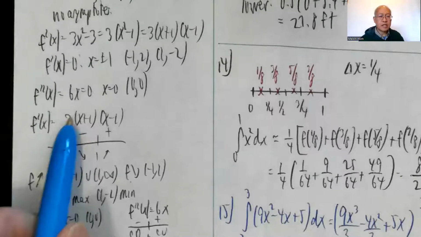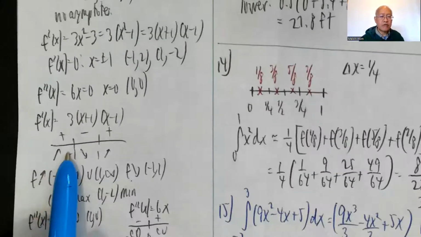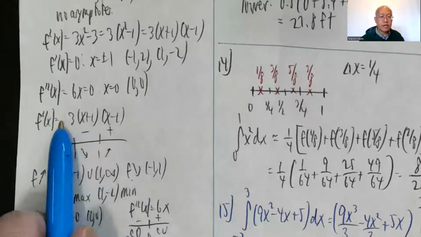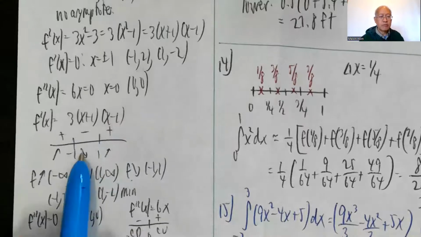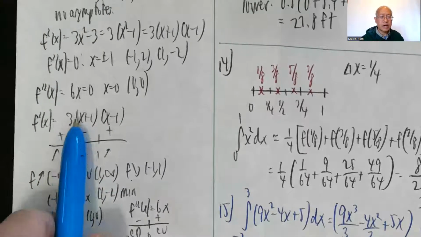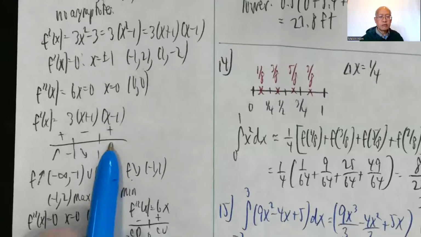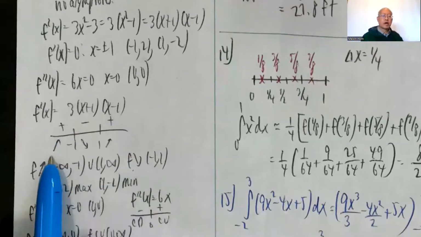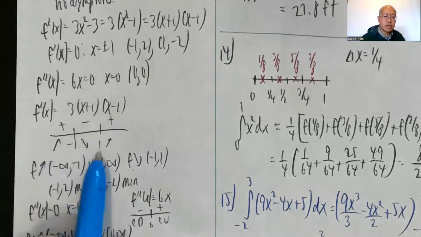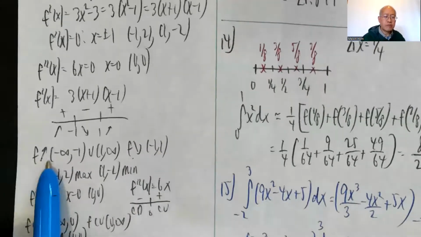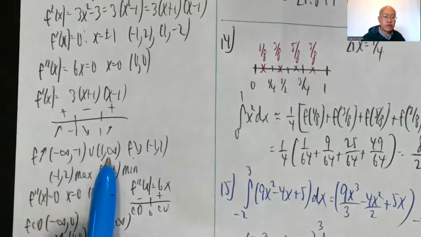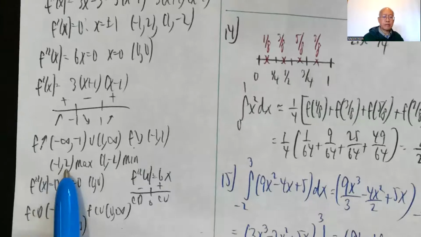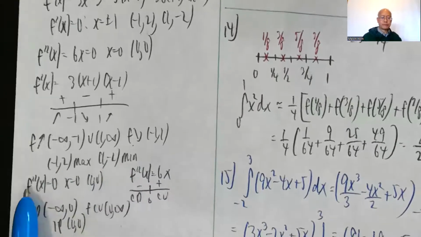Okay, so f prime of x is this, zeros at negative 1 and 1. If I plug in negative 2, I get 3 times a negative, so it's positive. Plug in a number like 0: positive, positive, negative, so the whole thing's negative. Plug in 5: positive, positive, positive. So plus, minus, plus. I'm doing the first derivative, so increasing, decreasing, increasing. So f is increasing from negative infinity to negative 1, union 1 to infinity. F is decreasing from negative 1 to 1. That means negative 1, 2 is a max, 1, negative 2 is a min.